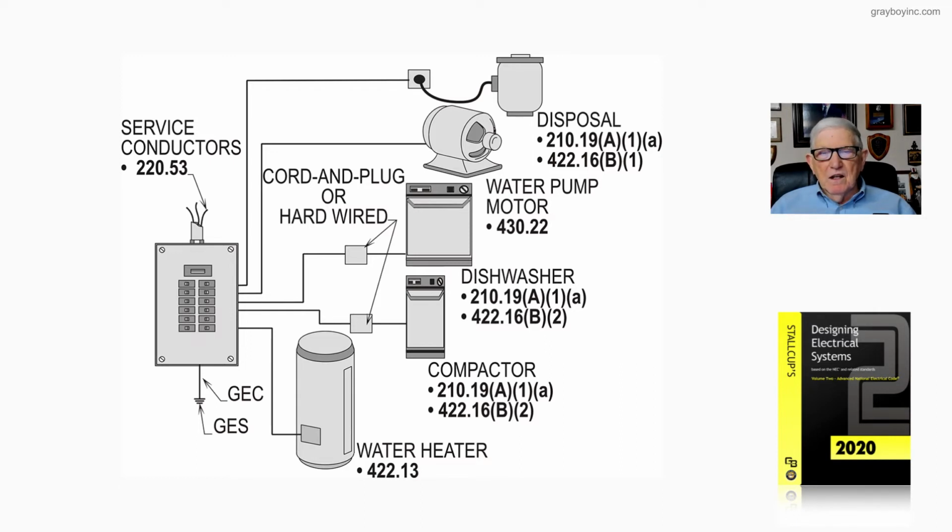422.16(B)(2), a compactor. Again, if it wasn't in a dwelling unit setting, it'd be 210.19(A)(1)(a) and 422.16(B)(2). But if you look at the water heater, it's 422.13. And we're going to see what a demand would be for 1, 2, 3, 4, 5 fixed appliances.